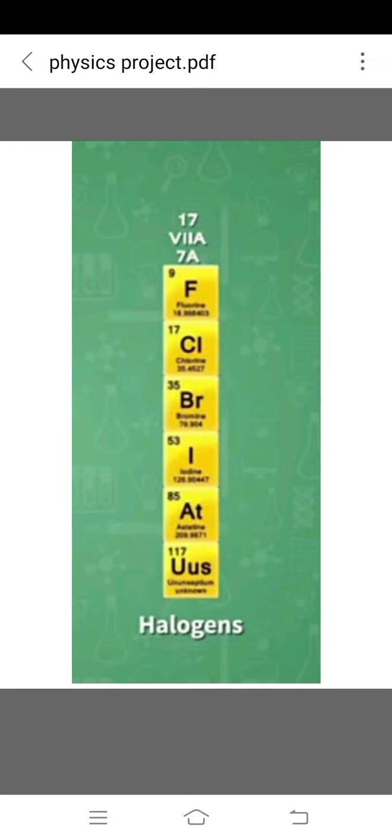Halogens. The halogen family has elements from fluorine to astatine. The halogen family is derived from the word halos, which means sea salt. Gens means produce. As most of the elements in group 17 or 7A are obtained from nature as sea salt, they are called the halogen family.